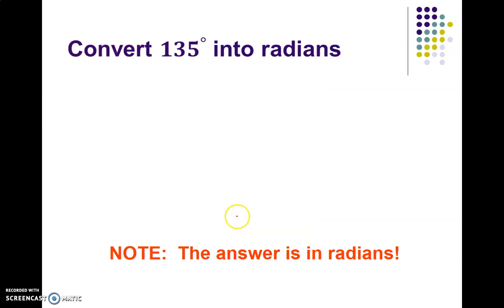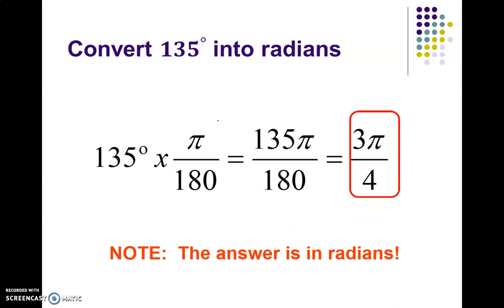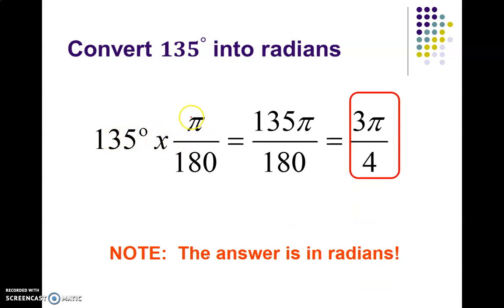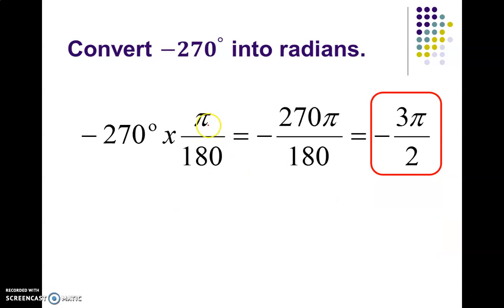Let's try some conversions. Try to convert now 135 degrees into radian. The given is degree, so therefore you're going to multiply by pi over 180, which gives us 135 degrees times pi over 180. That will give us 3 pi over 4. So the answer now is in radian form. Convert negative 270, the same. You're going to multiply by pi over 180. That will give us negative 3 pi over 2, which is negative 270, right?